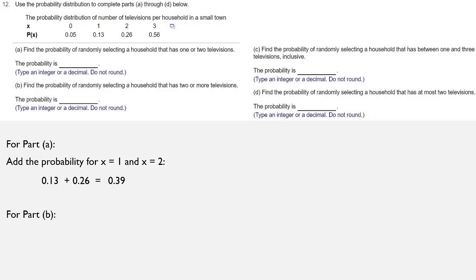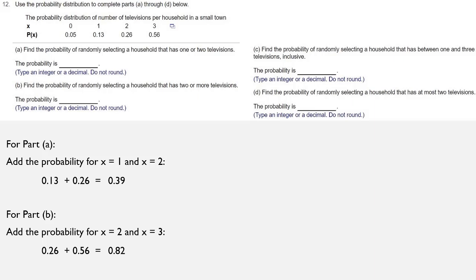In part B, we're trying to find the probability of randomly selecting a household that has 2 or more televisions. So given this probability distribution, 2 or more would just be 2 or 3. So we need to find the probability for x equals 2 and x equals 3 and add those together. The probability for x equals 2 is 0.26. The probability for x equals 3 is 0.56. And when we add those together, we get 0.82, which is the answer to part B.